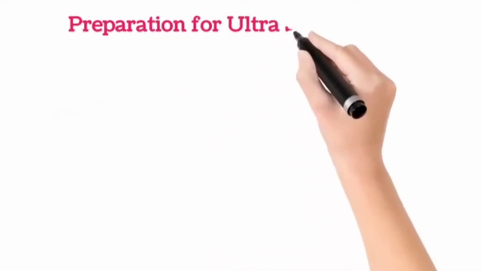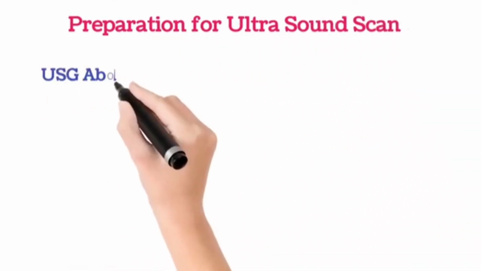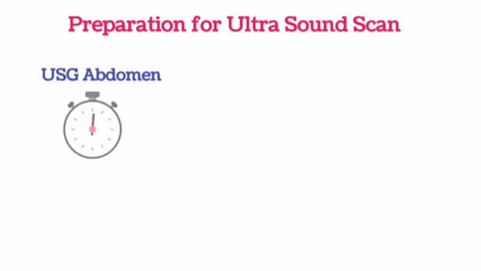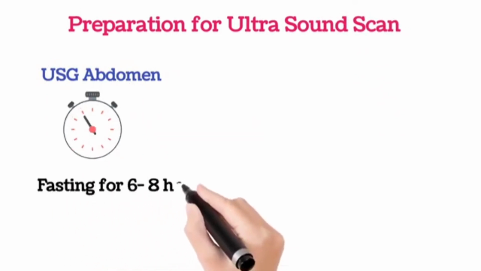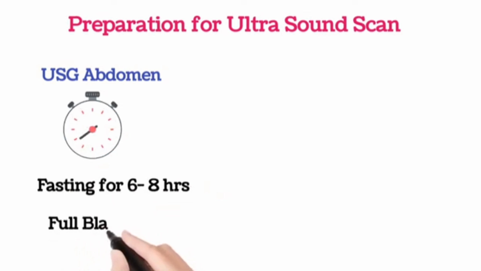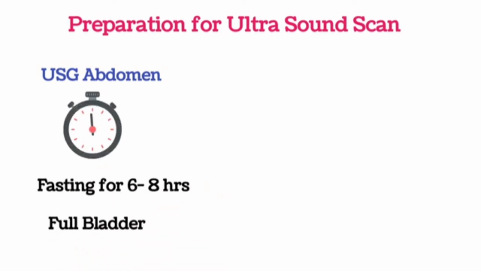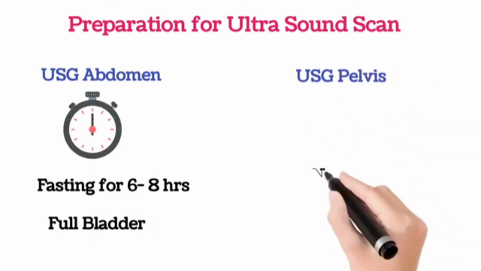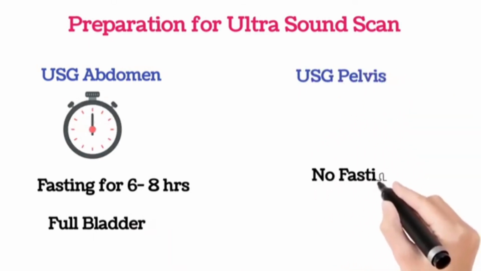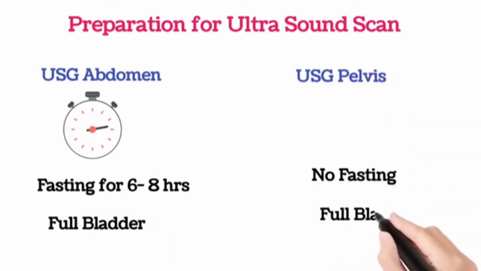How should we prepare for an ultrasound scan? People who are getting a USG abdomen should fast for 6 to 8 hours, and at the time of the scan there should be a full bladder, that is, we should drink at least 4 to 6 glasses of water or coconut water. Whereas people who are getting a USG pelvis done, no fasting is required, but at the time of the scan a full bladder should be there.